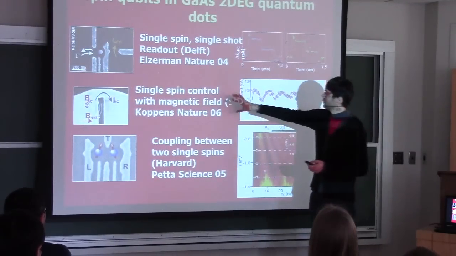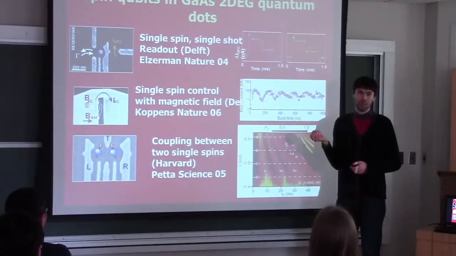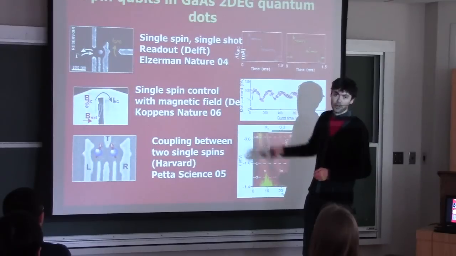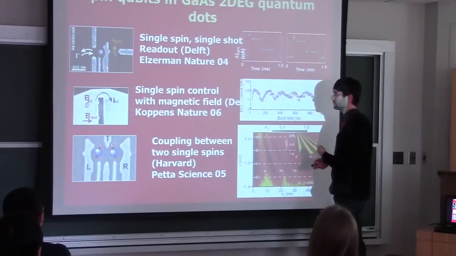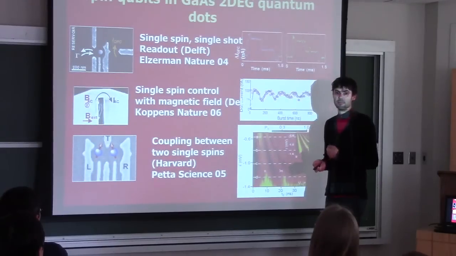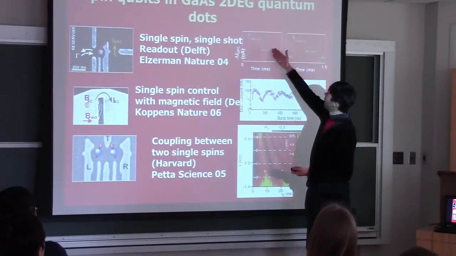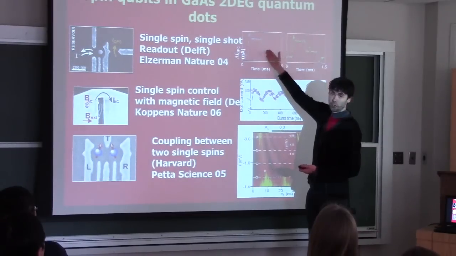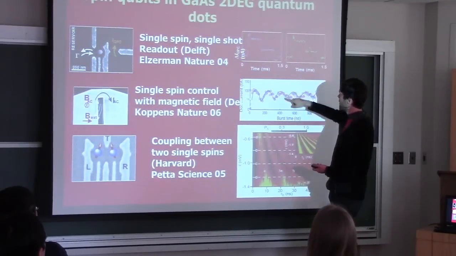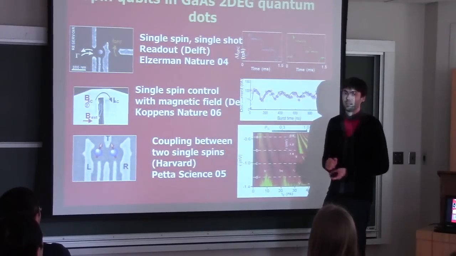Then this second experiment is not just a readout, but it's a control over a single spin. In this case, they took this kind of structure and they put over it a little coil to create a magnetic field. And they have applied a microwave frequency at the Larmor frequency of the spin. And so they have induced rotations of the spin. And so you can rotate from the spin being down, so cannot escape, to spin being up and can escape. And so when you measure a current, as the spin rotates, you observe these oscillations. These are called Rabi oscillations. I will explain what they are later in the course.